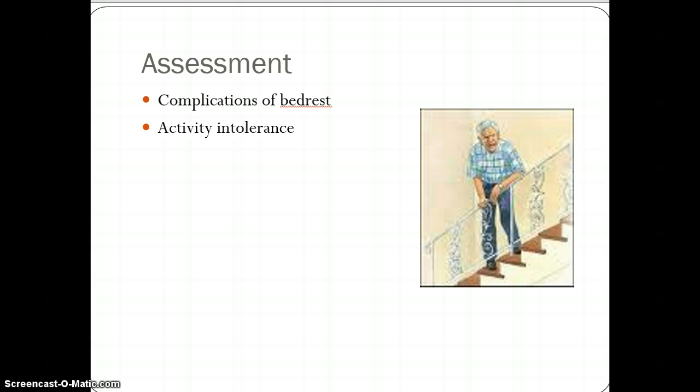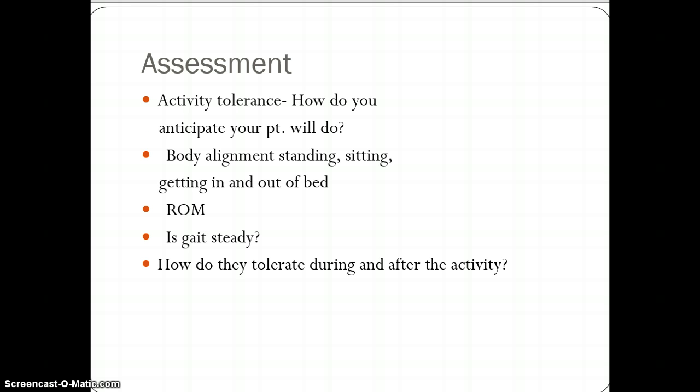As we look at the assessment, we have to think of the complications of bed rest and also of activity intolerance. Assessment includes many things, and these are just a couple of them to consider. As we look at the assessment of activity intolerance, how do we anticipate what our patient will do?